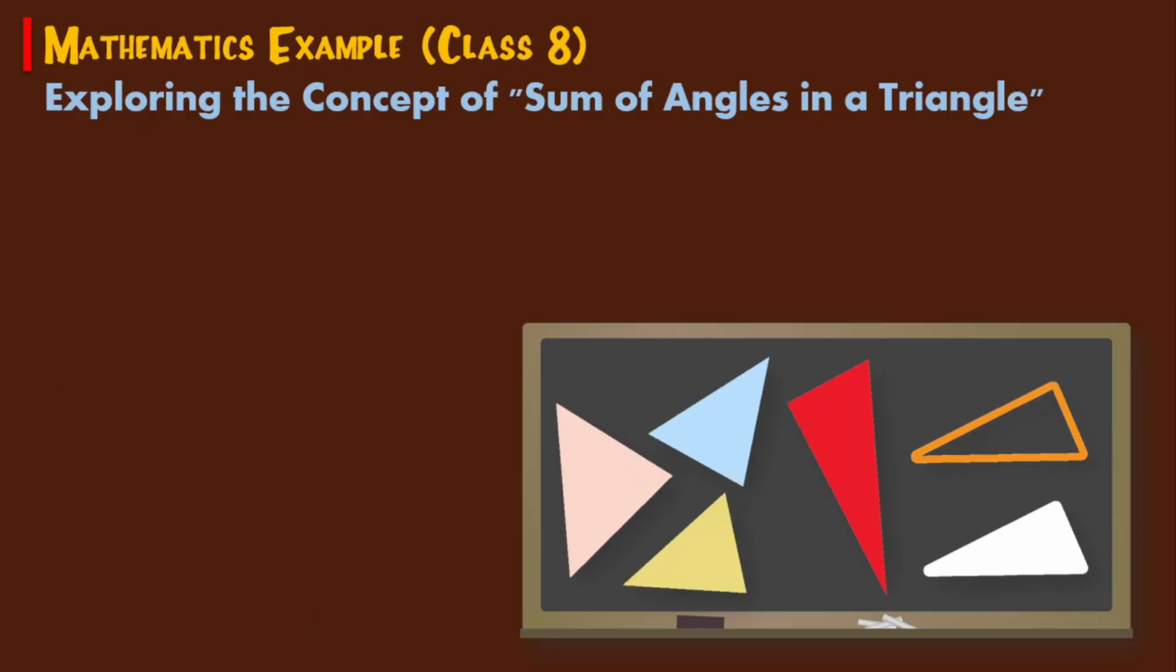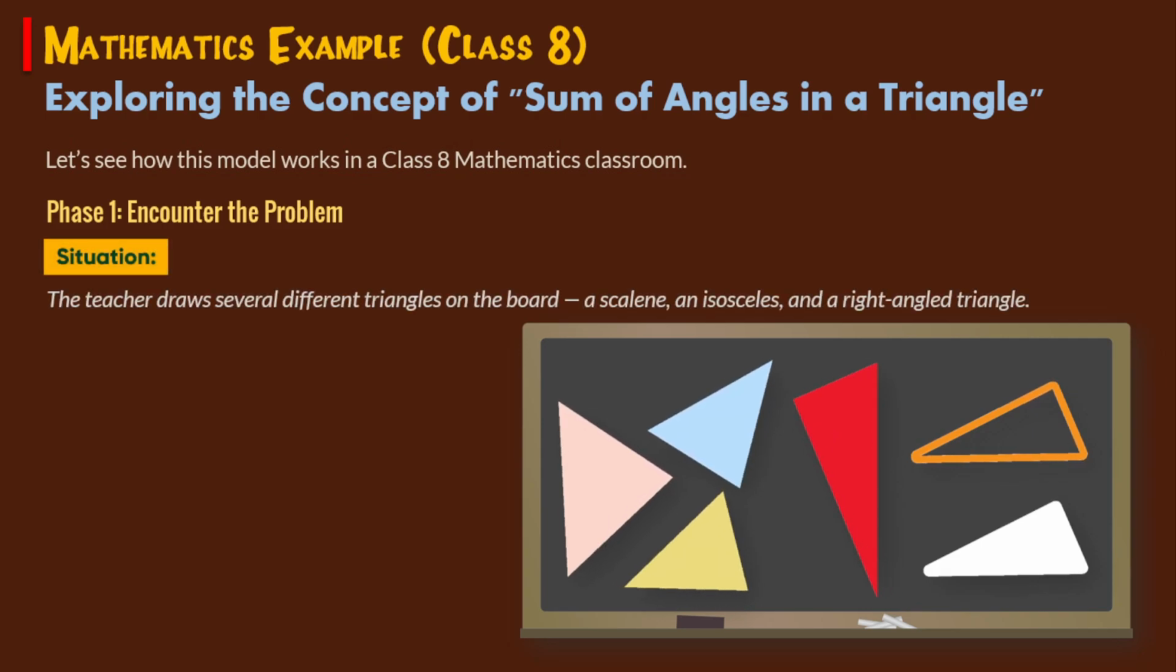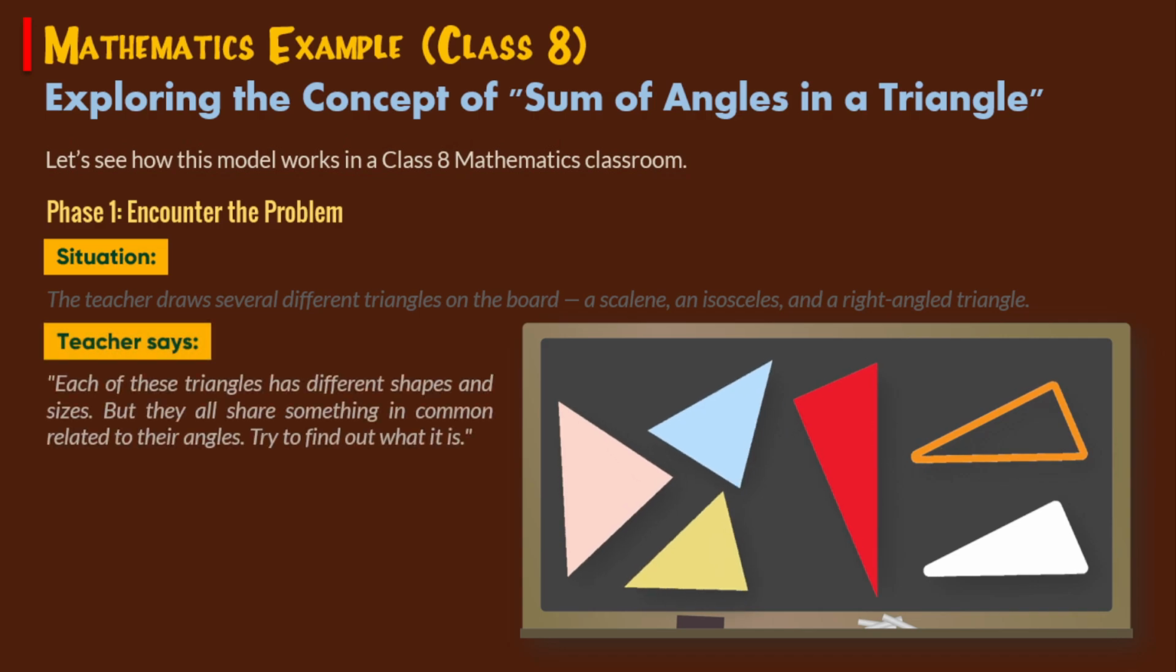Now, an example of the inquiry training model from the field of mathematics for class 8. Suppose a teacher wants to explore the concept of the sum of angles in a triangle. The first phase, that is, encounter the problem situation: the teacher draws several different triangles on the board, a scalene, an isosceles, and a right angle triangle. The teacher says each of these triangles has a different shape and size, but they all share something in common related to their angles. Try to find out what it is.